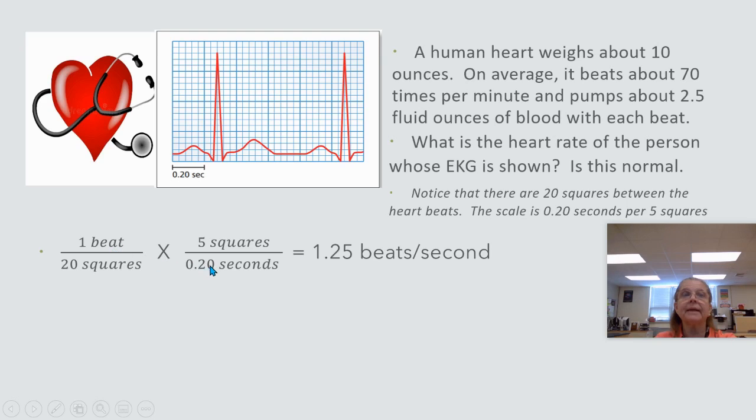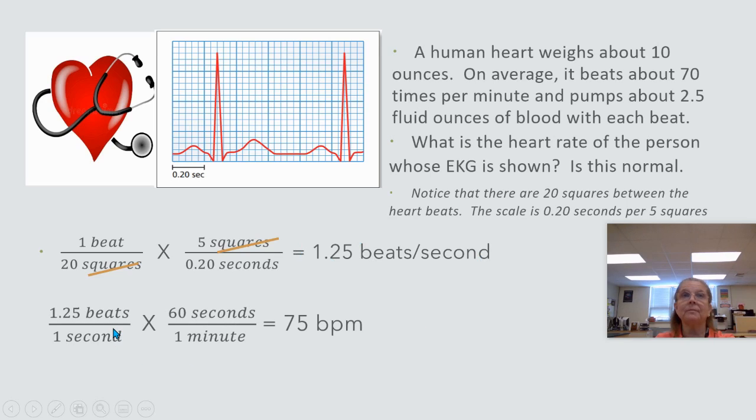So the first thing I can determine is the beats per second. I can do this in one shot or in two. Let's get rid of the squares, and we're left with 1.25 beats per second. But notice this is given in times per minute. So now I have to get rid of the seconds and get to minutes. I could have just put another multiplication in here and done this in one problem.